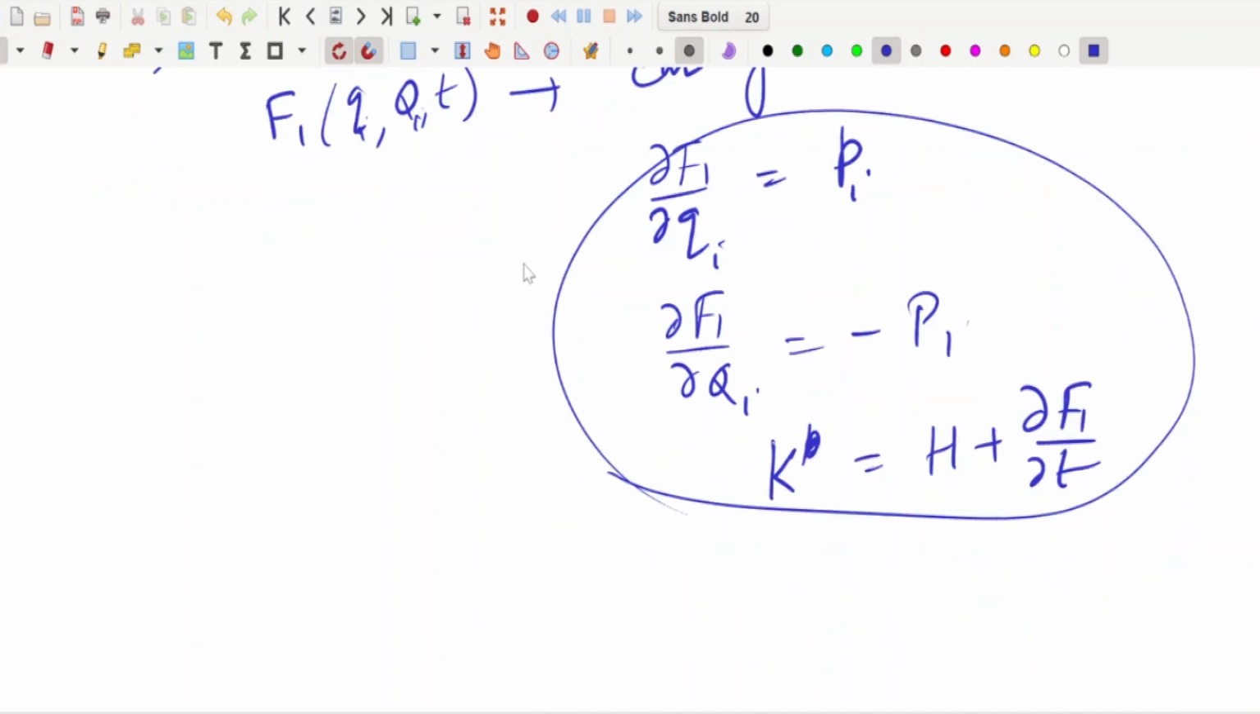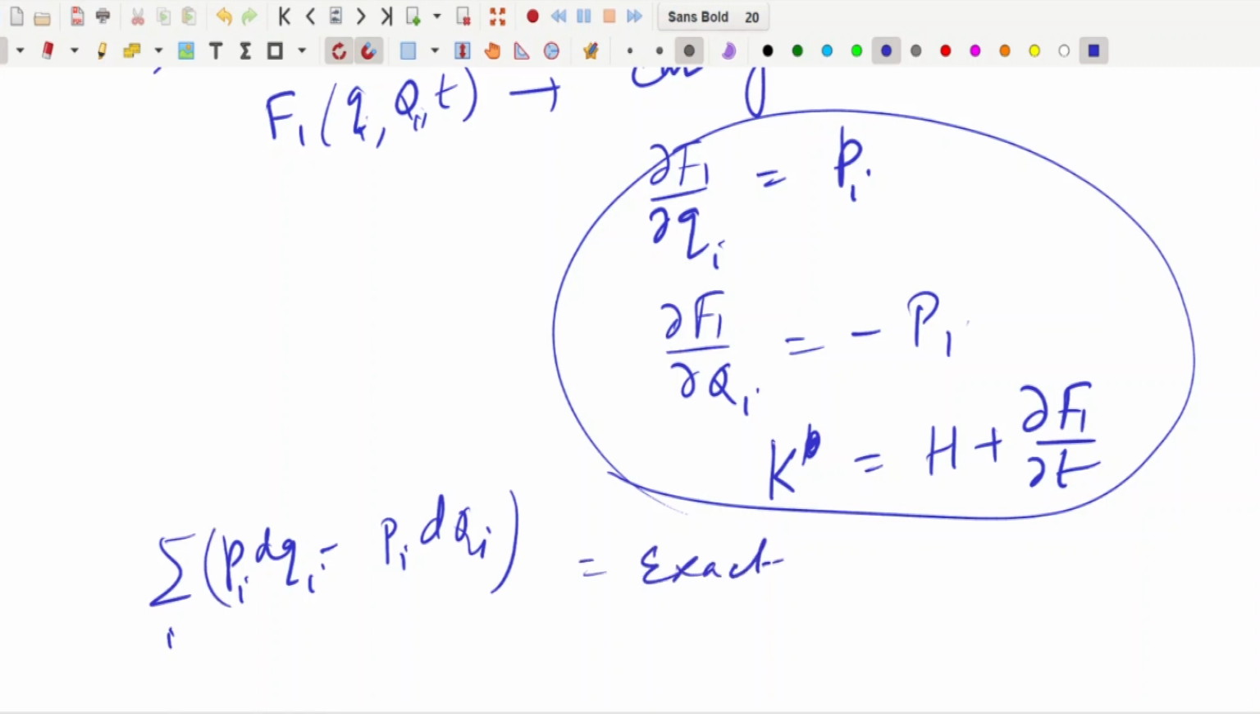Then we found what the condition is: the sum over i of p i dq i minus capital P i dcapital Q i is an exact differentiation, particularly when your generating functional does not depend on time, then it will be canonical. So we have learned the condition for canonical transformation and the generating functional for canonical transformation.